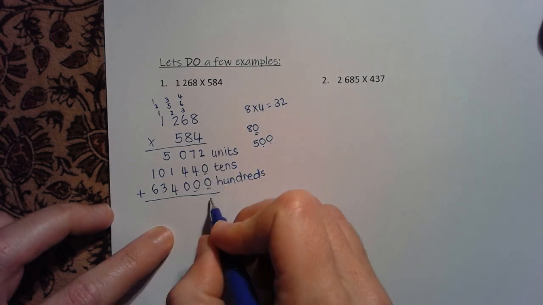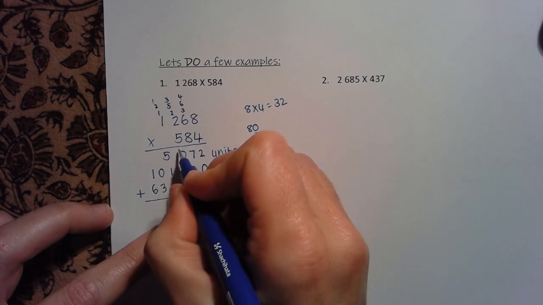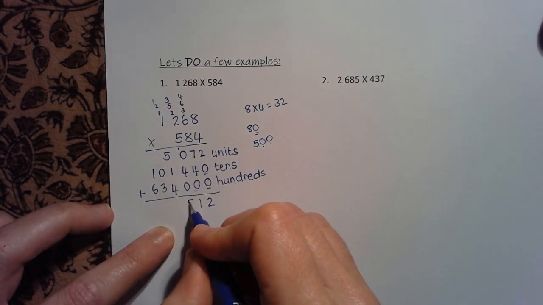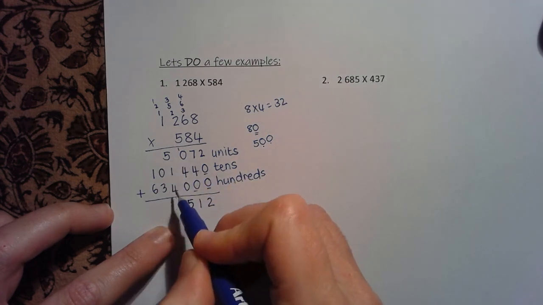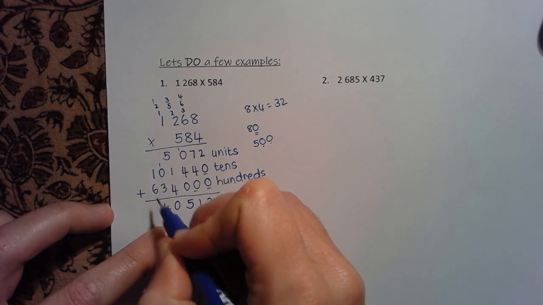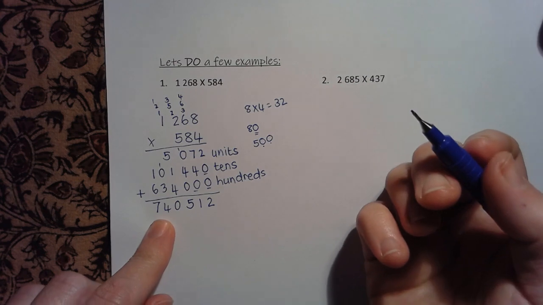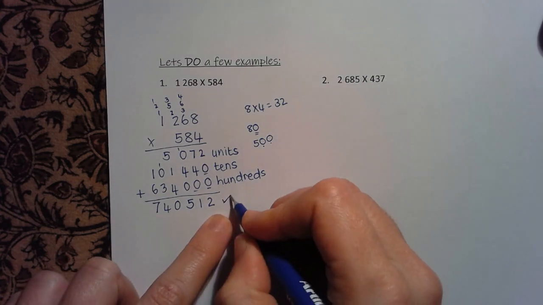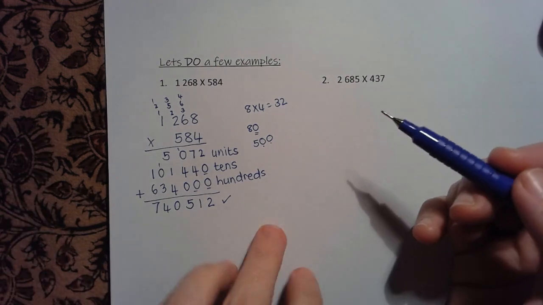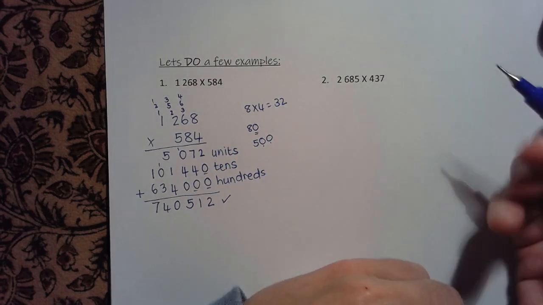So 2 plus all the zeros remains 2. 7 plus 4 is 11, and the 10 goes over. 1 plus 4 is 5. 5 plus 1 is 6, plus 4 is 10, and the 1 goes over. 1 plus 3 is 4, and then 1 plus 6 is 7. So your final answer here is 740,512. And now when you calculate it, you may use your calculator and type this in and see whether you get the same answer.